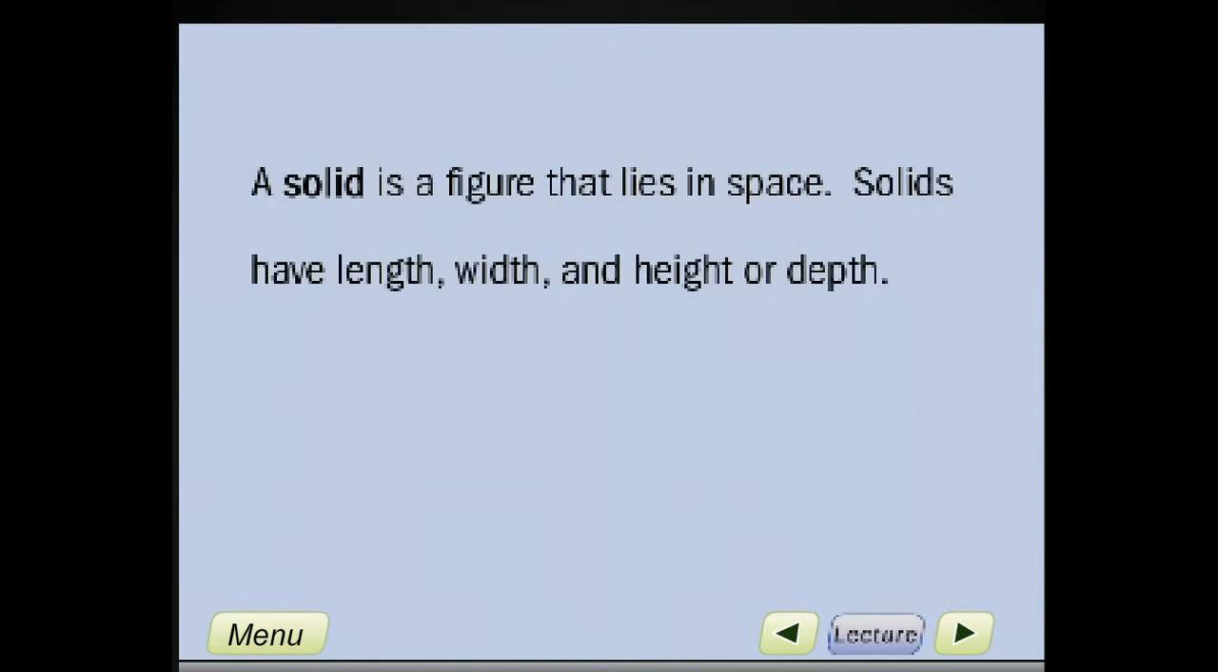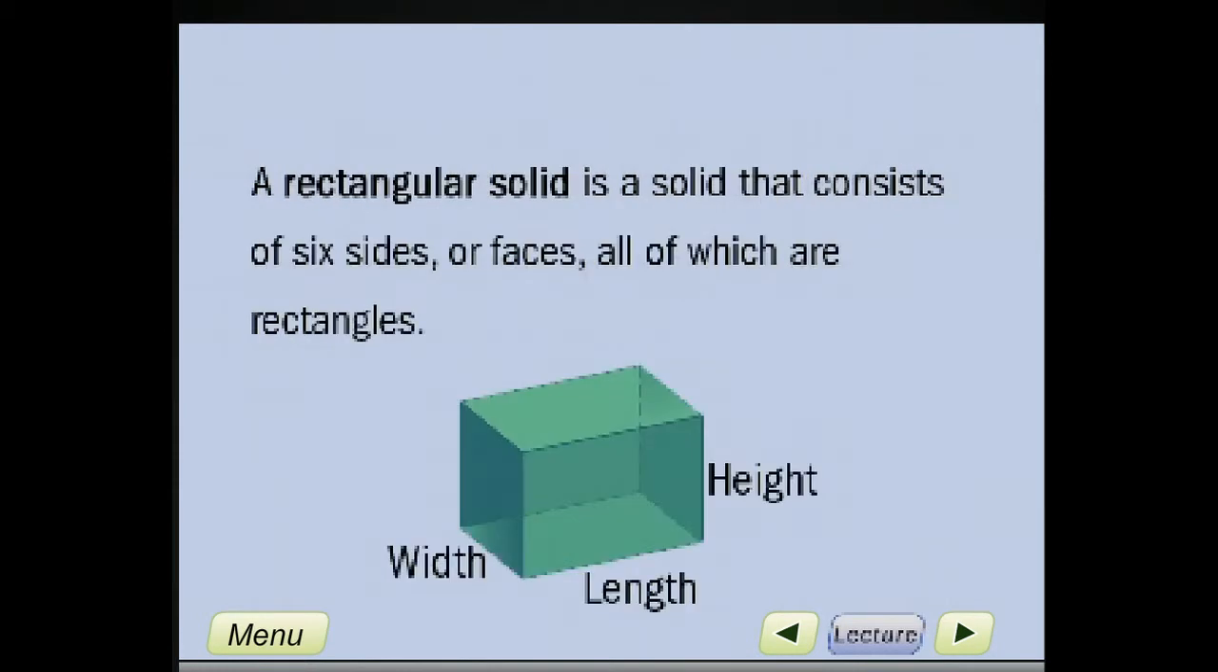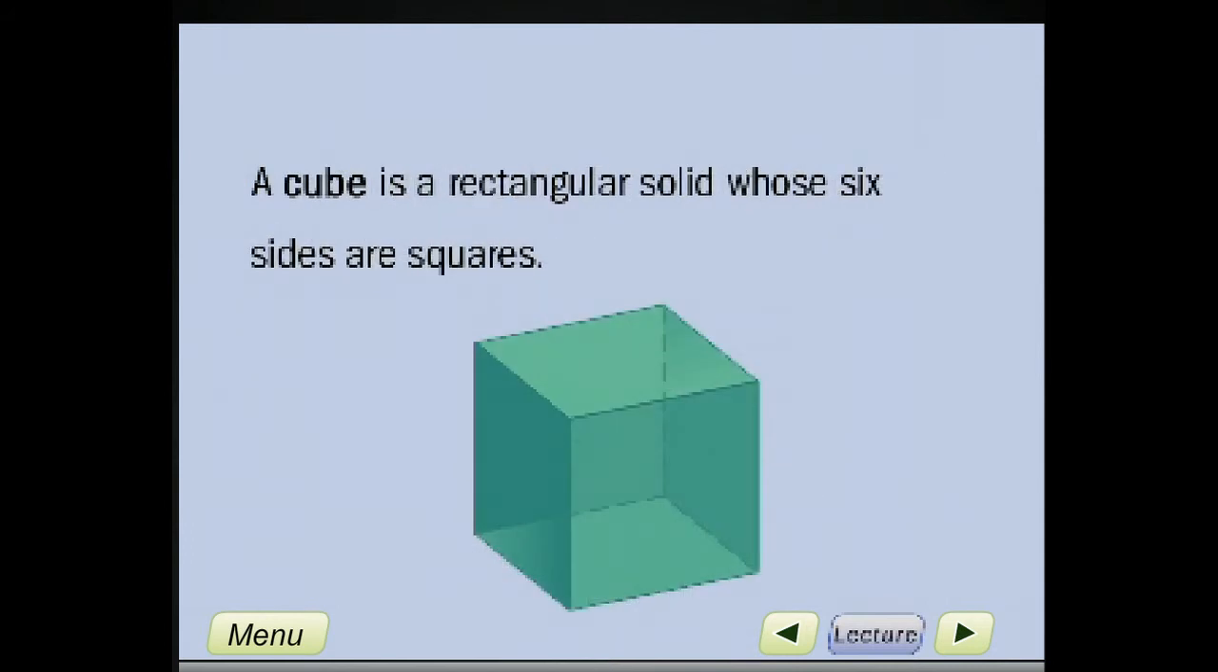So let's go through some particular solids. A rectangular solid is a solid that consists of 6 sides or faces, all of which are rectangles. And notice we have the width shown, the length, and the height all noted. A cube then is a rectangular solid whose 6 sides are squares.